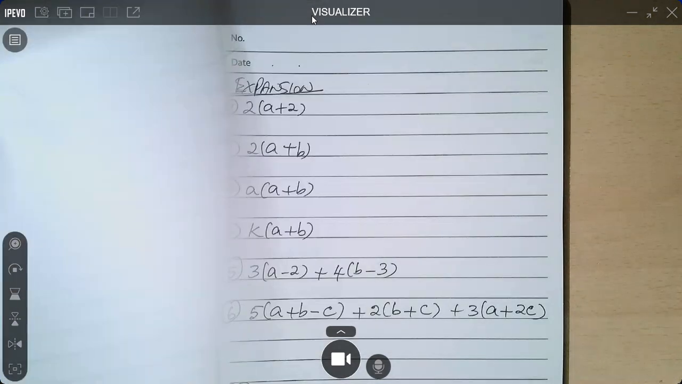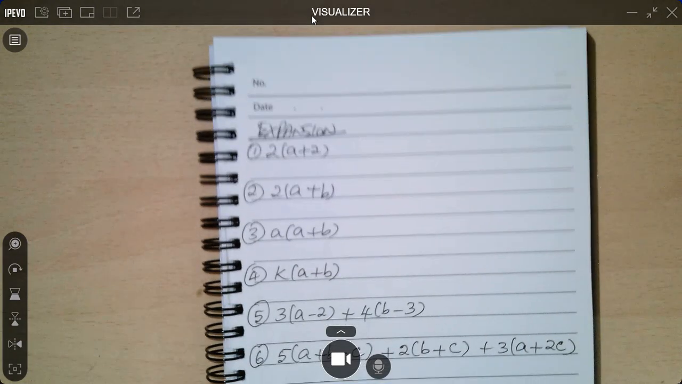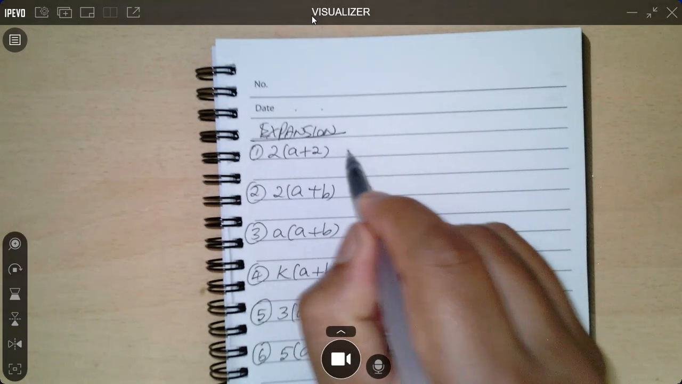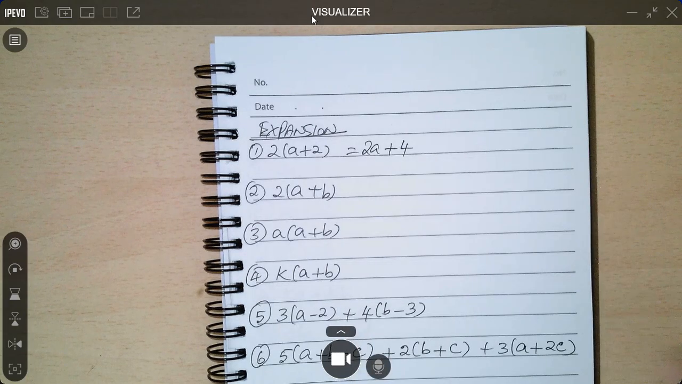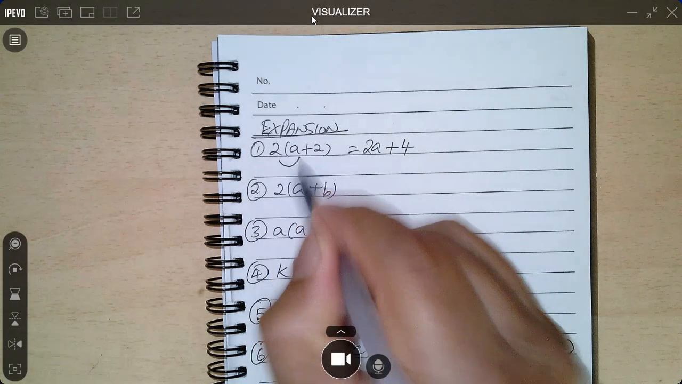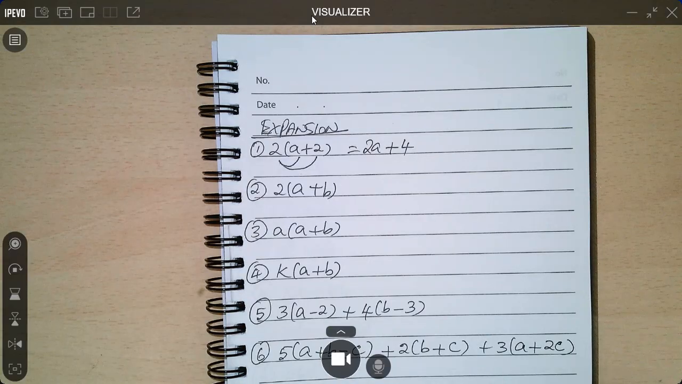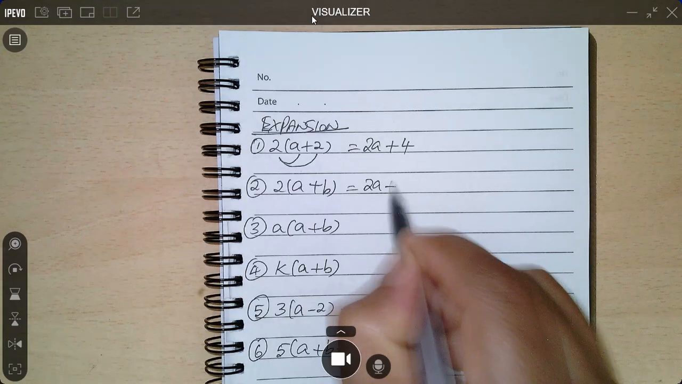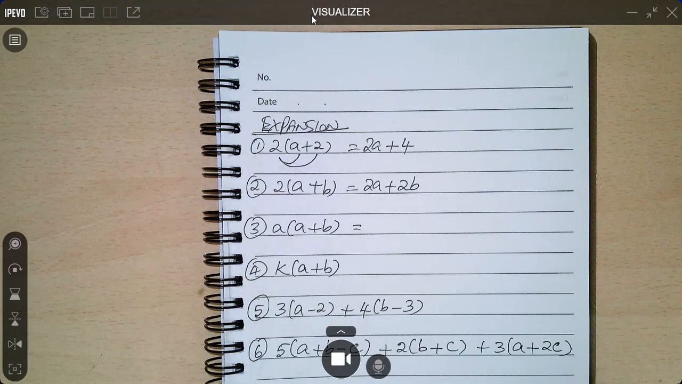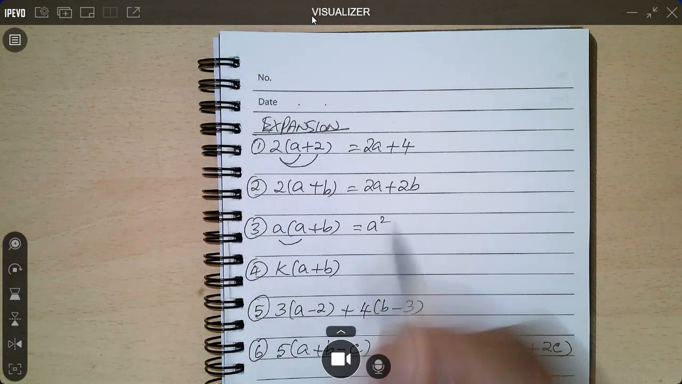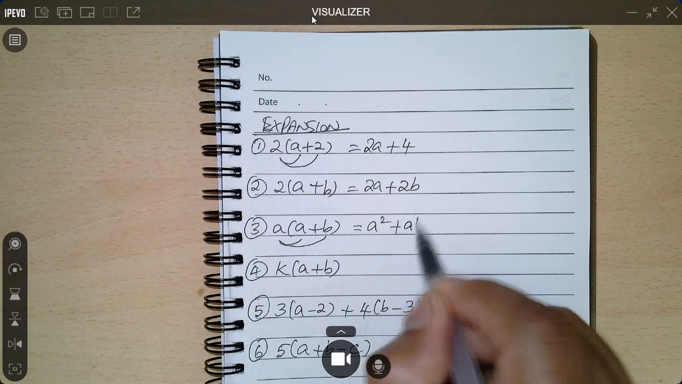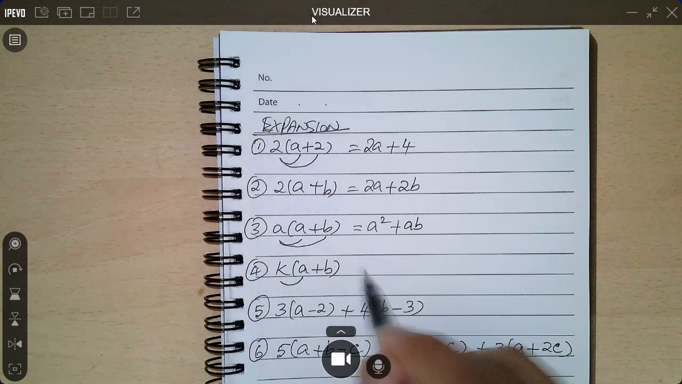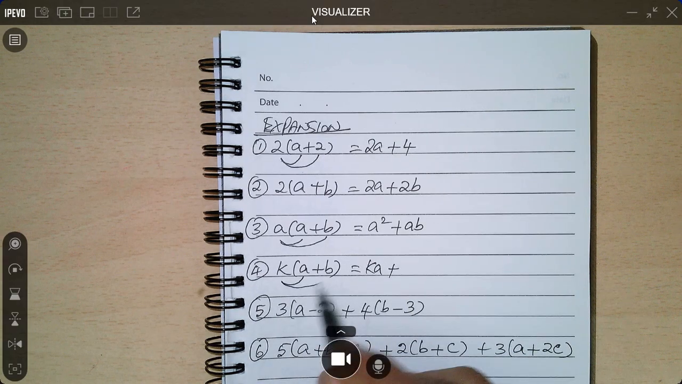Let's now go to the next section, which is expansion. When I need to expand 2 times (a plus 2), the answer is 2a plus 4. How did I get that? It is 2 times a and then 2 times 2. When I multiply inside the bracket, I need to multiply each and every term inside the bracket. The next one, 2a plus 2b, works the same way. Next one, a times (a square plus b): a times a square, a times b, ab. K times a, ka. K times b, kb.